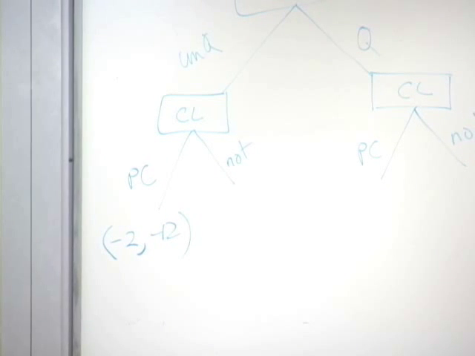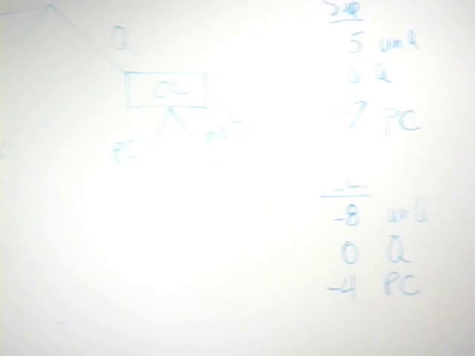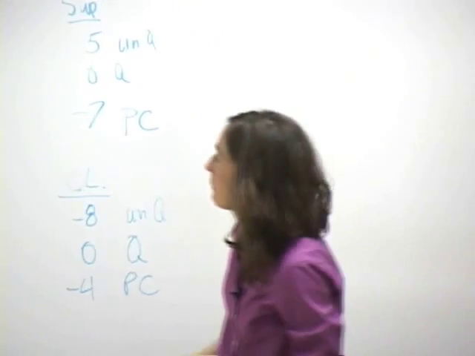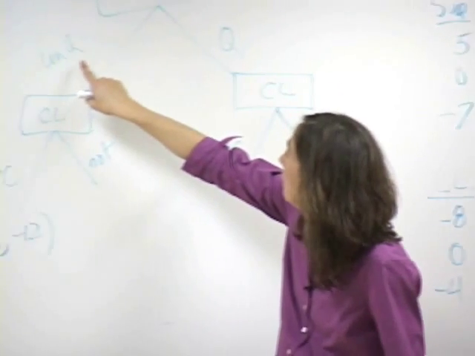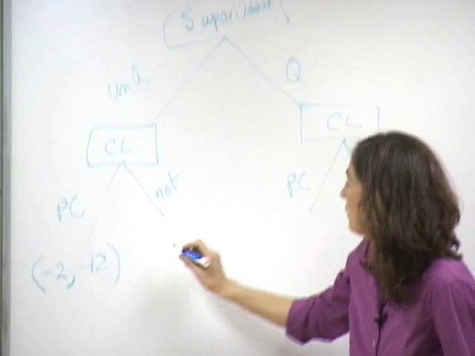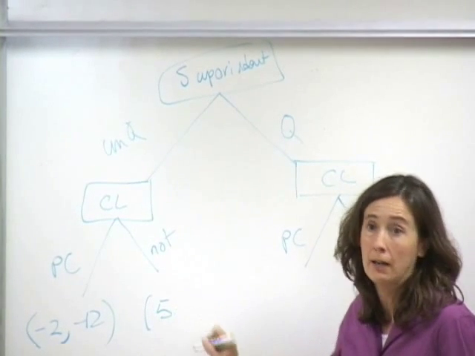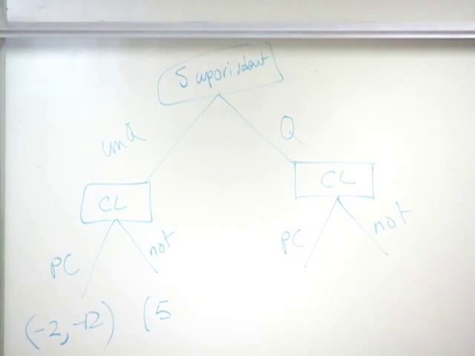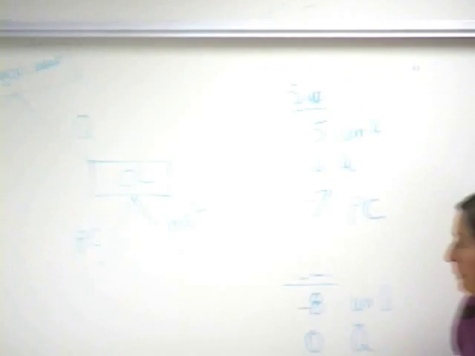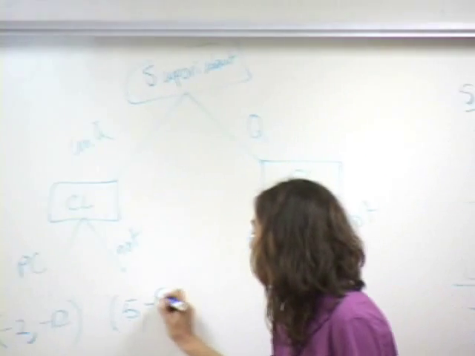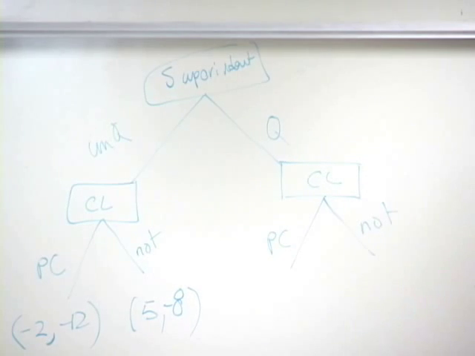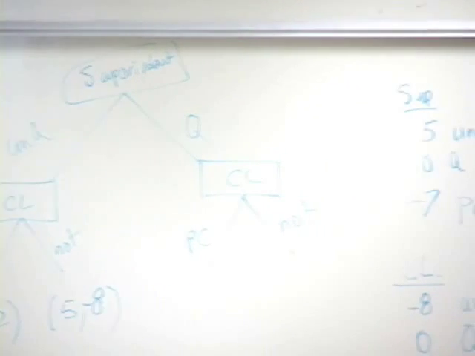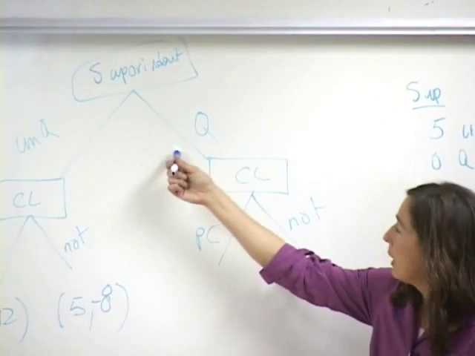If we have the unqualified guy here and no publicity campaign, that's a payoff of 5 for the superintendent. I get my guy, no publicity campaign. It's -8 for the community leader.